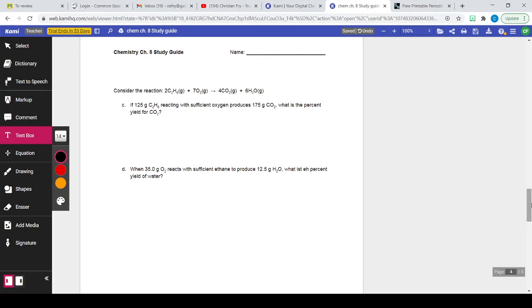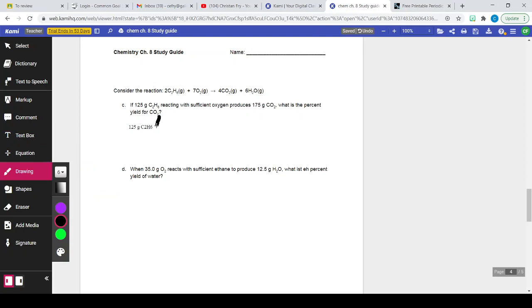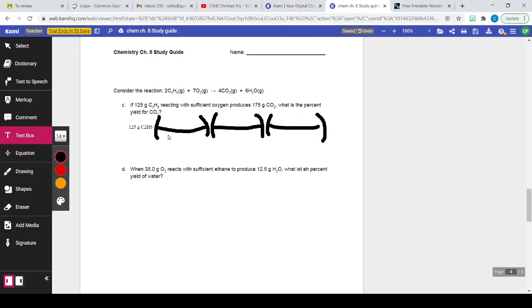All right. Let's look at C real quick. We're almost done. If 125 grams of ethane reacting with sufficient oxygen produces, there is my actual. So I'm going to take the 125 grams of C2H6, and I'm going to do my 3 steps to get to grams of product. So this weighed 30 grams and 1 mole.